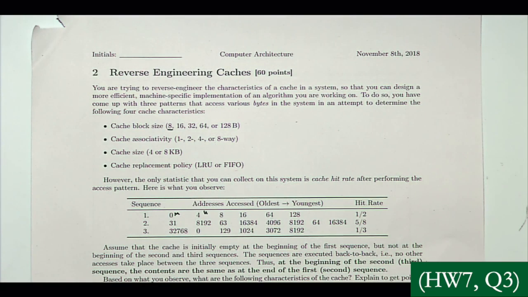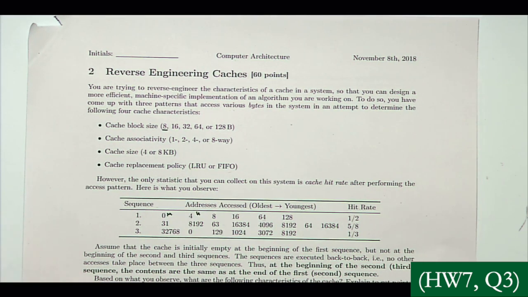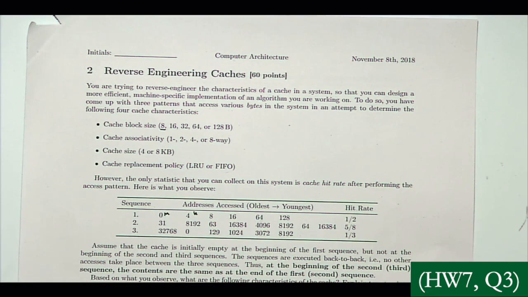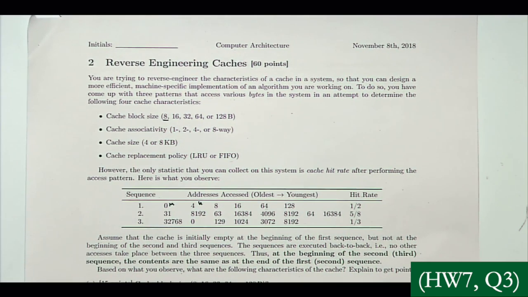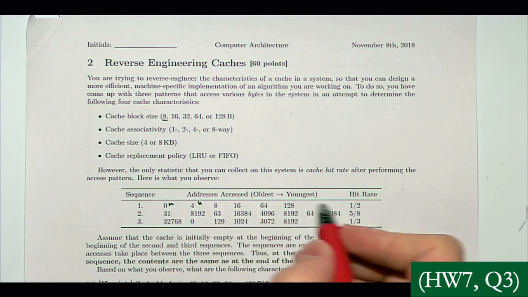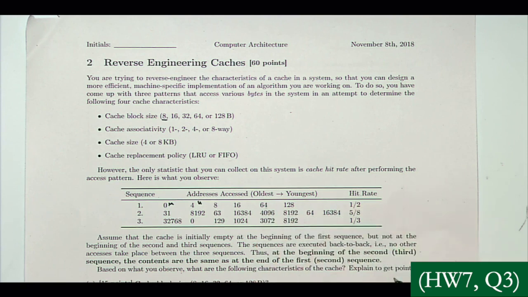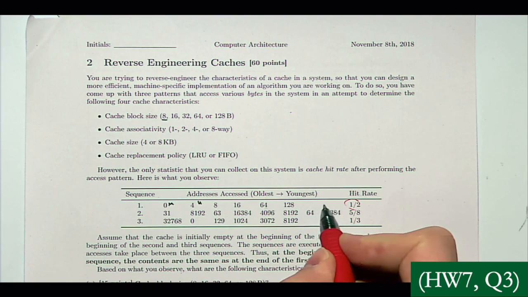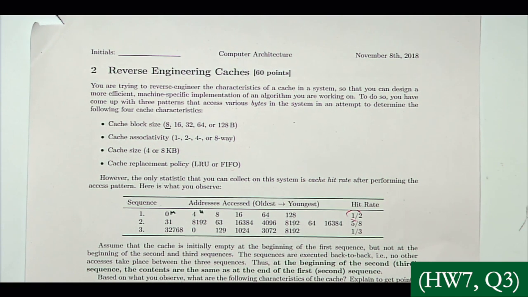So for this question, we were given basically the access pattern, the addresses, which are basically in byte fashion. The question asks us to come up with the cache design given those access patterns. Let me explain it first. These are the addresses accessed from oldest to youngest, and then we are given the hit rates as well. And also, these are the sequences of these accesses. But the important thing is that there are no other address accesses between each sequence. Basically, these are back-to-back.